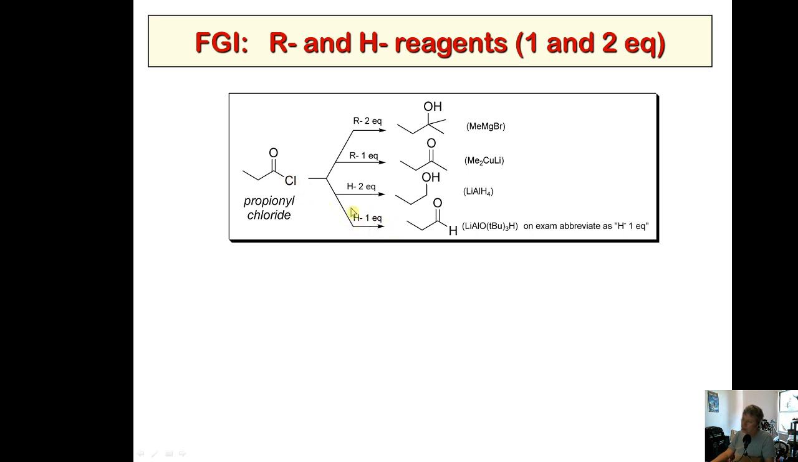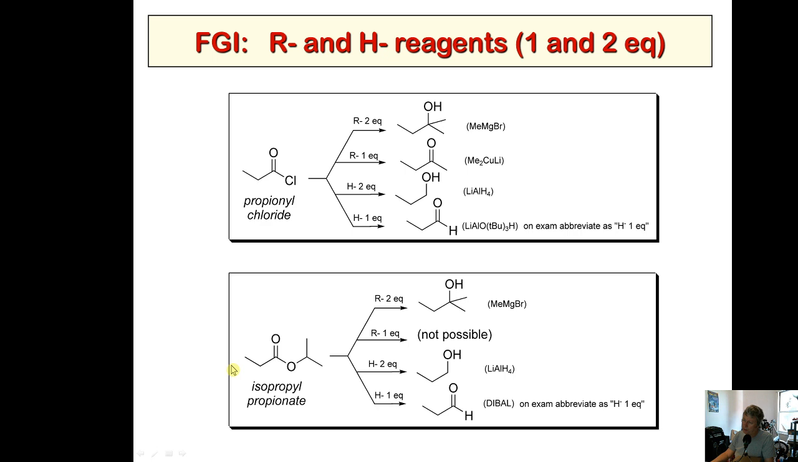What is the H minus 1 equivalent for things like esters? It's not this. What is it? It's D and then 5 letters. It's DIBAL. Yeah, we'll see that in a second. Okay, for example, esters. With esters, if you want to add two things, use a Grignard, and that gives you a tertiary alcohol. What if you want to add R minus 1 equivalent, like we did up here with the cuprate? Well, you can't do that. Esters don't do that. There's no R minus 1 equivalent version for esters.